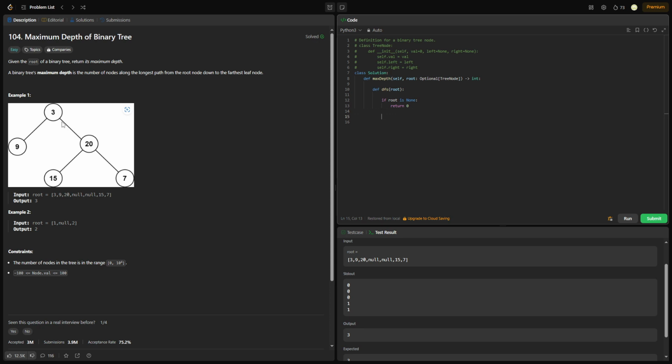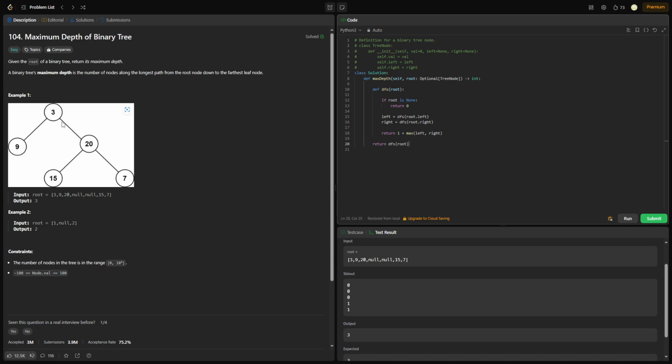Okay, so we're gonna say left is equal to DFS of root.left. And I'm gonna say right is DFS root.right, and then we're gonna return 1 plus the max of the left and right. Okay, and then down here we're gonna actually call the function starting at the root node.